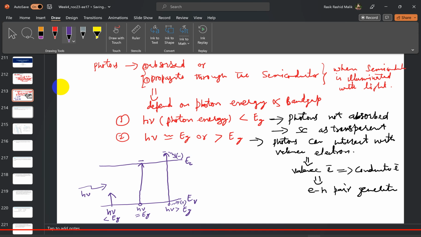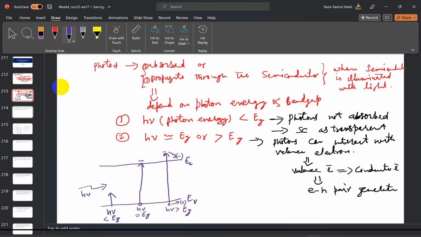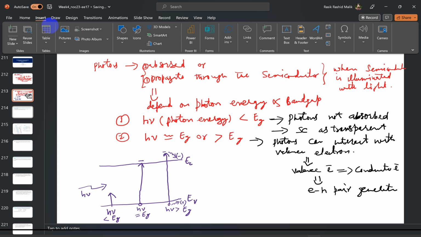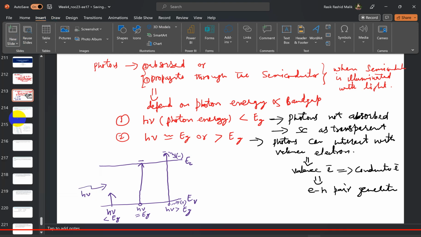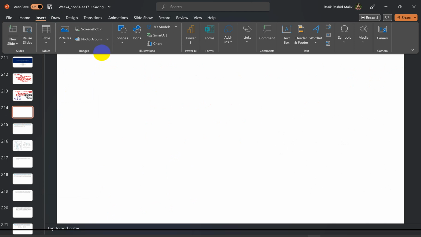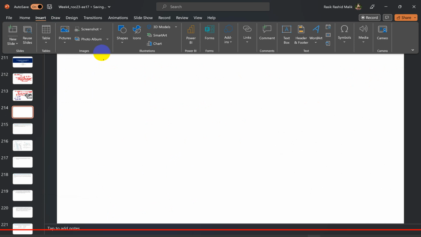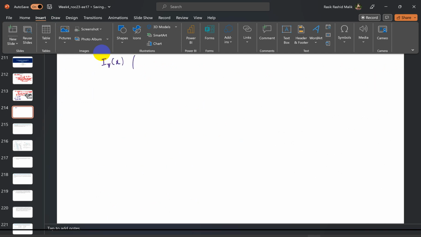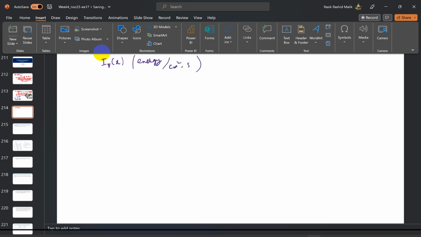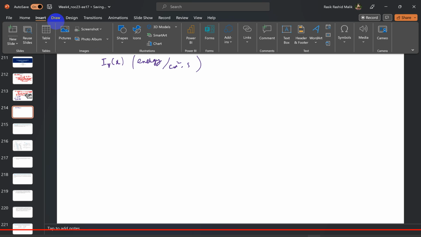So this figure summarizes the optically generated electron-hole pair from the photon energy. Let's create a new slide here. Say we have the intensity of the photon flux as Iv. Iv is usually in units of energy per centimeter square second. So this represents the intensity of the incident photon flux.